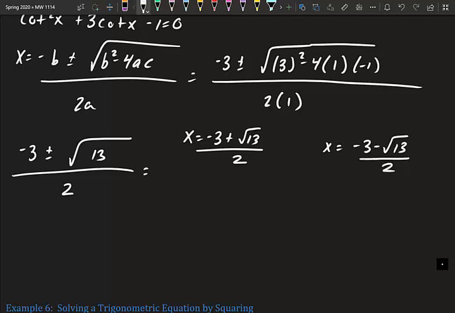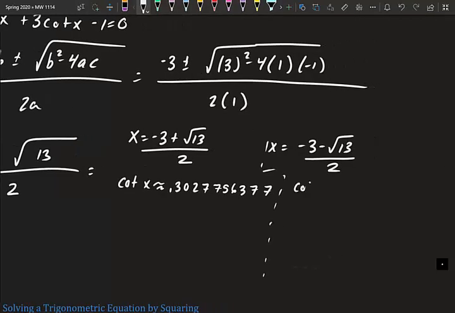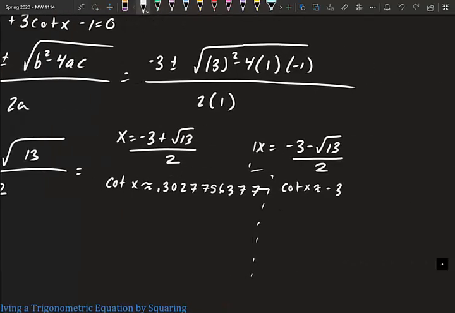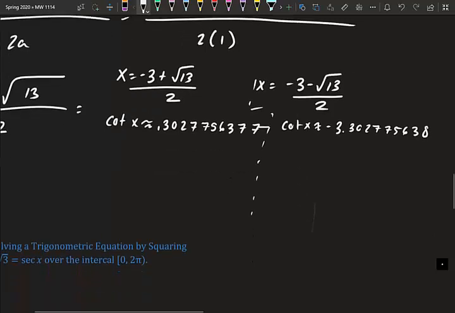So when we do -3 plus square root of 13 over 2, we get cotangent x is approximately 0.3027756377, and when we plug in -3 minus the square root of 13 over 2, we get cotangent x is approximately -3.3027756377. We need to take the inverse of those because we need actual values.